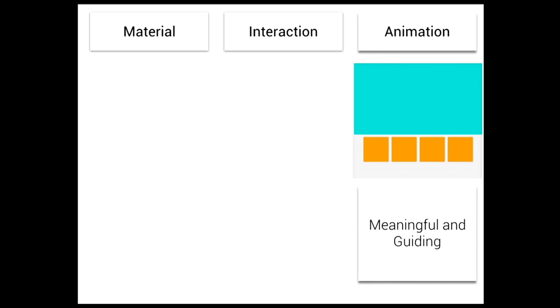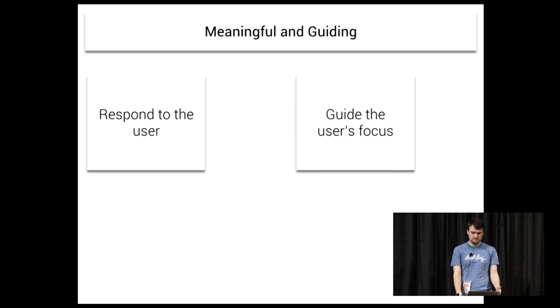And finally, we have animations. And Google tells us that animations should be meaningful and guiding. But what does that actually mean? What does meaningful and guiding actually entail for your app? Well, the first thing is it's got to respond to the user. If the user doesn't tap on a view, then it's not meaningful. Why did it animate? Why did your animation kick off before the user interacted with it?